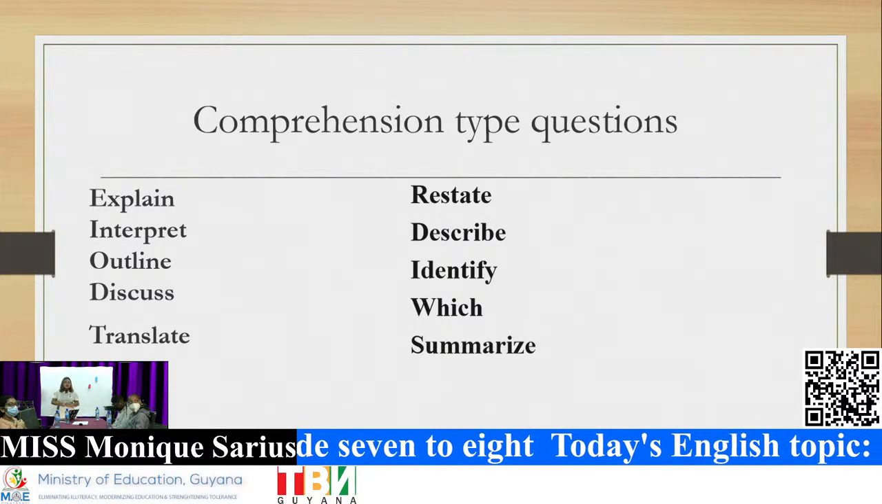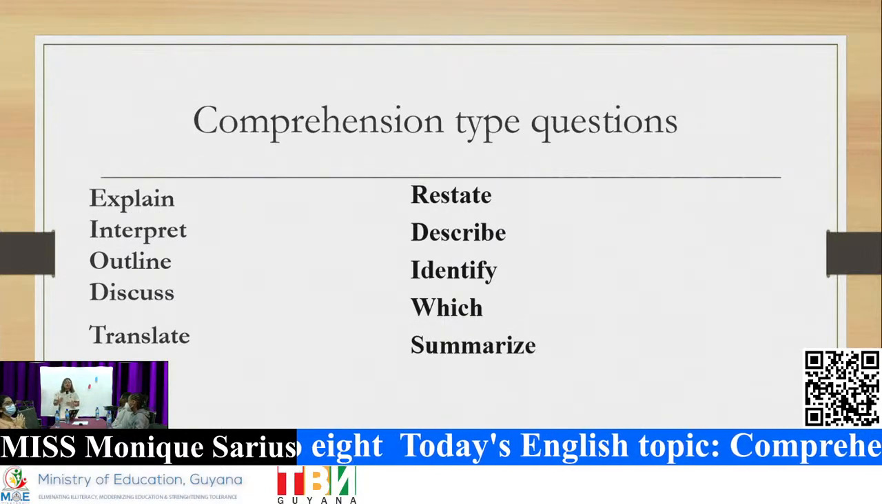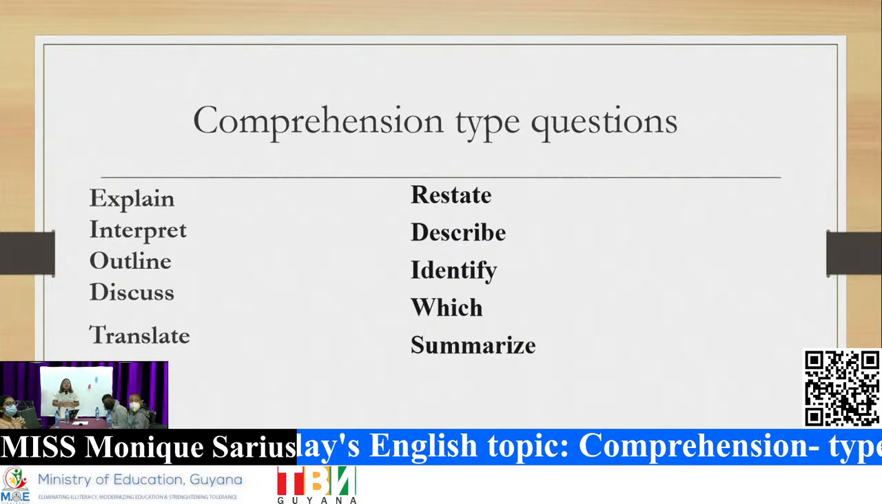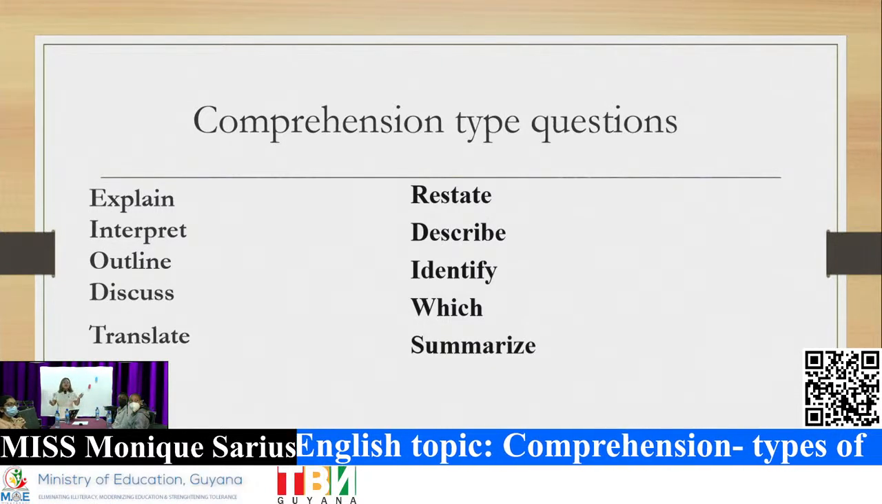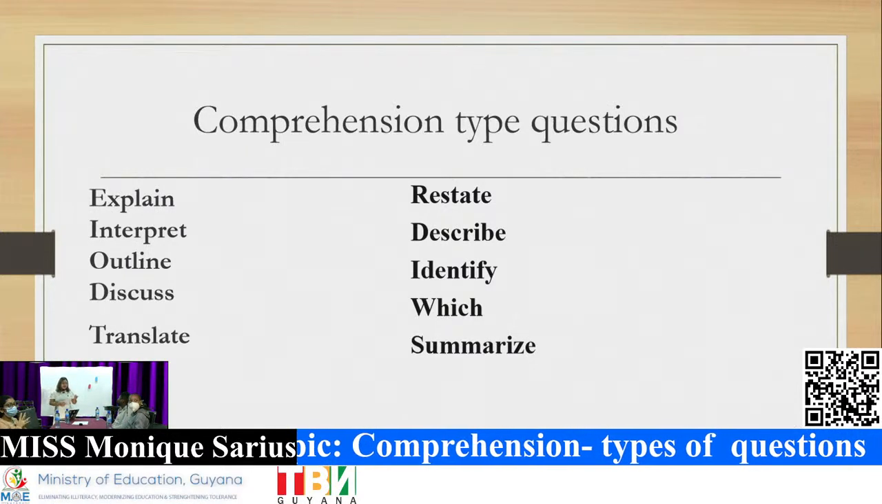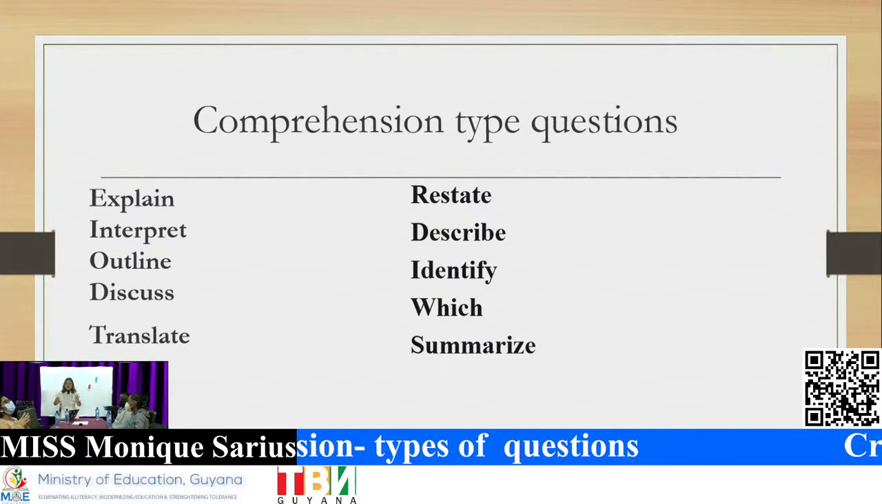So it's not just going to be, what is this? And then you say what it is and end of story. You have to go a little deeper. We have restate, describe, identify, which, and summarize. So remember just now you were saying about what the movie was about? That summarizing skill will come out in the comprehension type question if you're asked to summarize something.